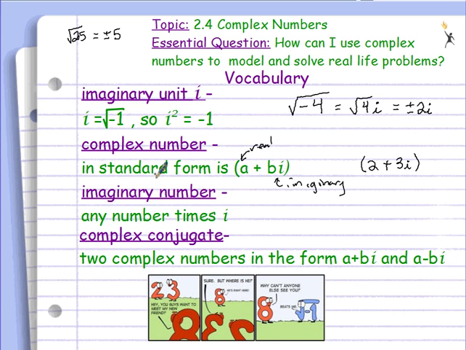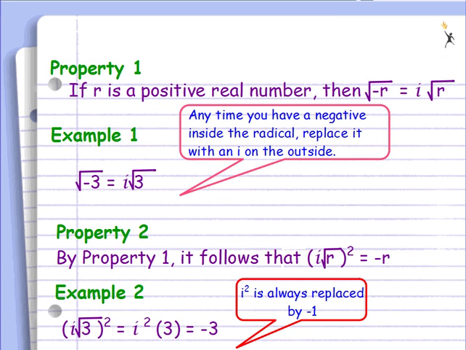And we already said imaginary numbers are any number times i. So for instance, this one is 2i, so 2 times i. And a complex conjugate is a pair of complex numbers in the form a plus bi and a minus bi. So a complex conjugate, which we're going to talk about later, is the same complex number, but one has a plus and one has a minus. All right, so we have some properties here.